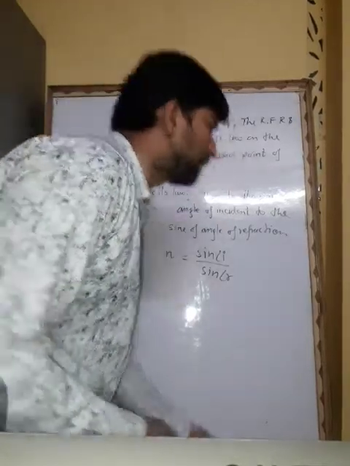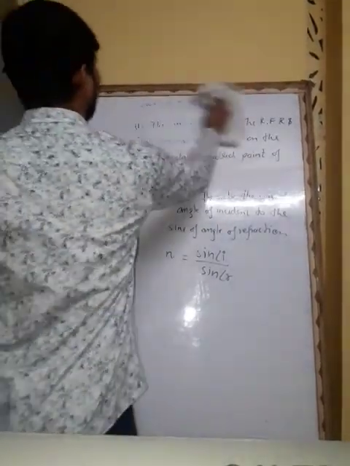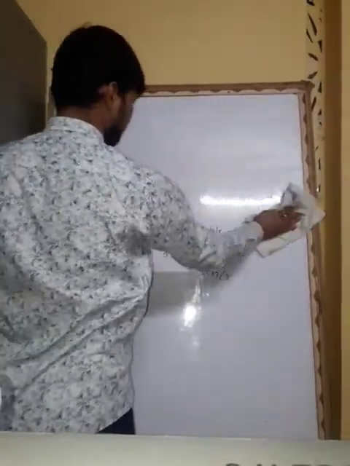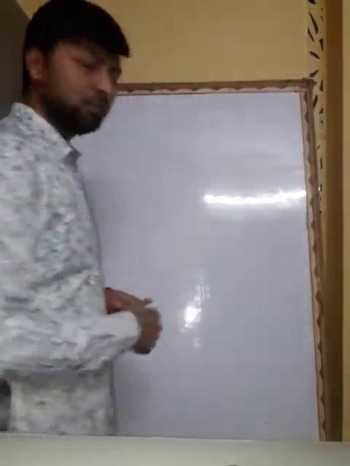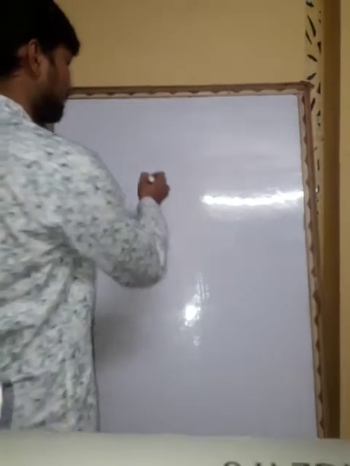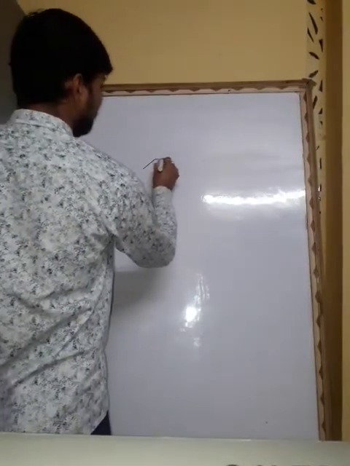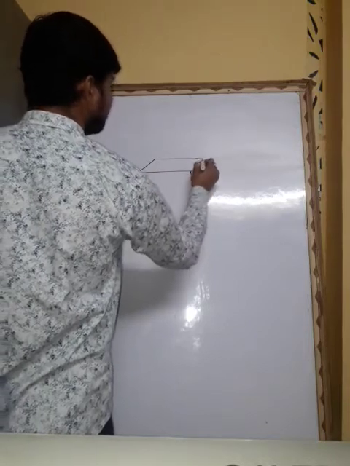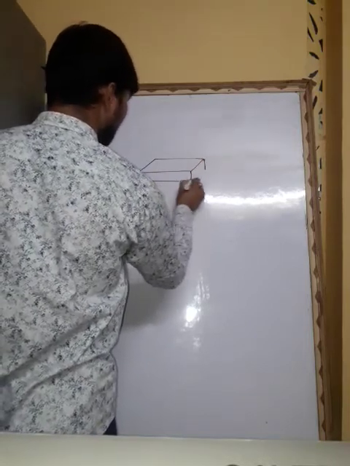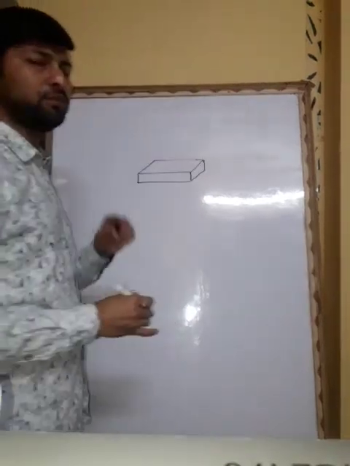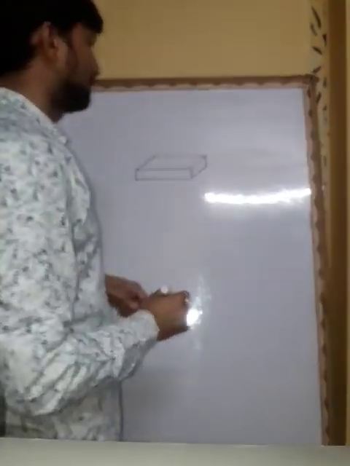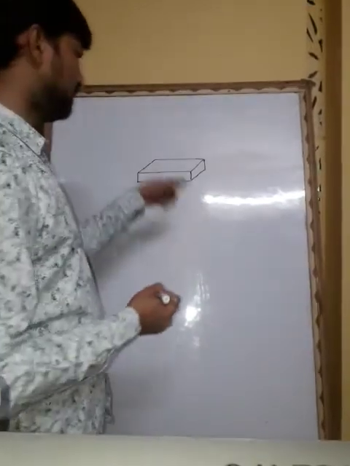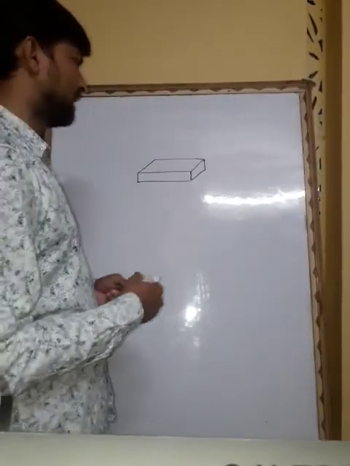Now let us study refraction through a glass slab. How do you see a glass slab? A glass slab looks like a cuboid made up of glass. It looks like this. Here you see it is in the form of a cuboid. This is known as a glass slab.